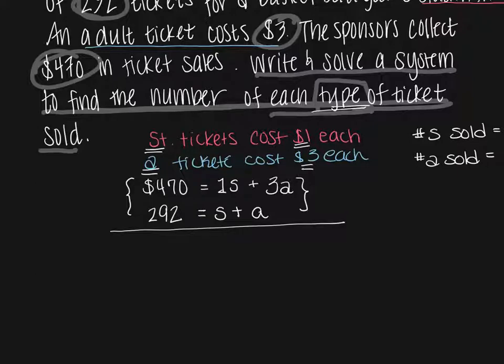Now, in order to check this, I want to plug both of these back into one of these equations. So again, I like 292 because it doesn't have coefficients. So 292 equals 203 plus 89. Is this true? Plug it into your calculators. Yes, it is. These numbers work.